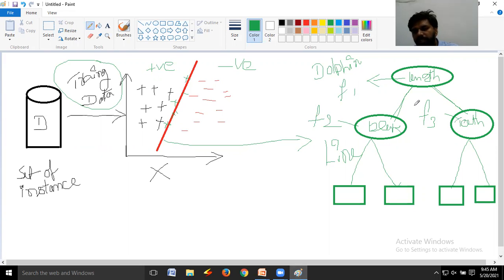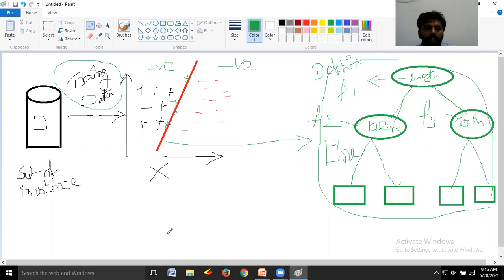Similarly, if you take some other instance, for that instance we may consider 10 features. For some instances we may consider 20 features. Like that, based on the features of an instance, the tree will be constructed. This is the tree model.